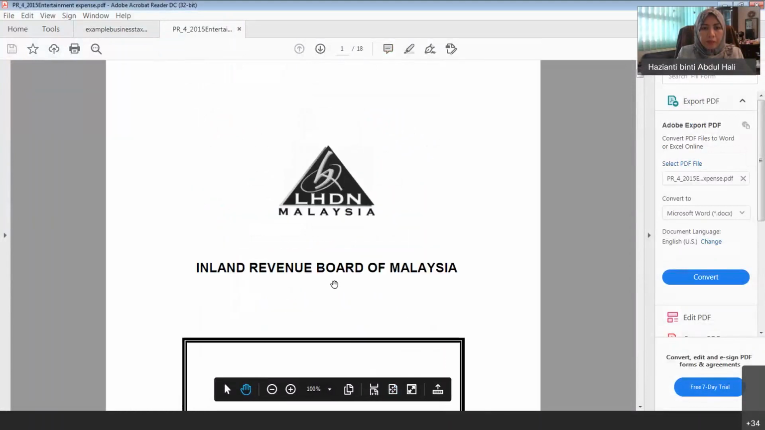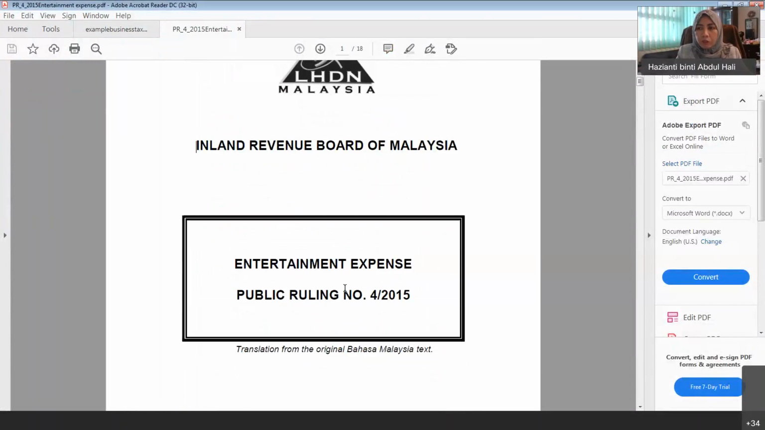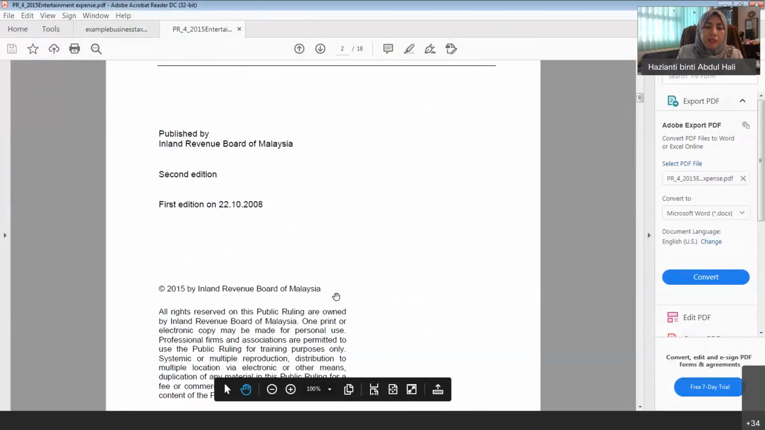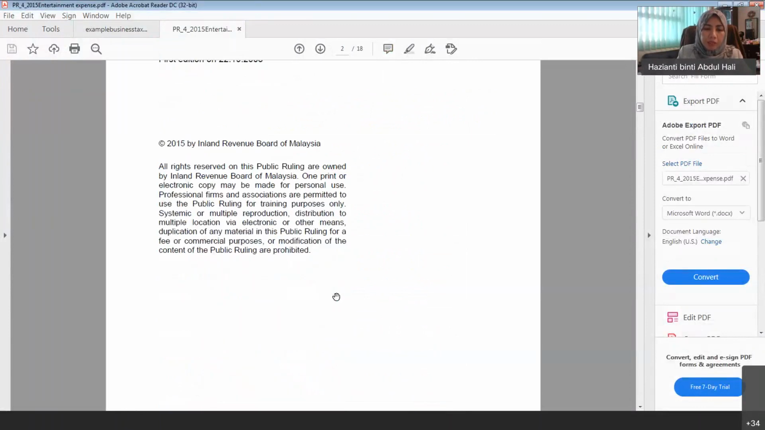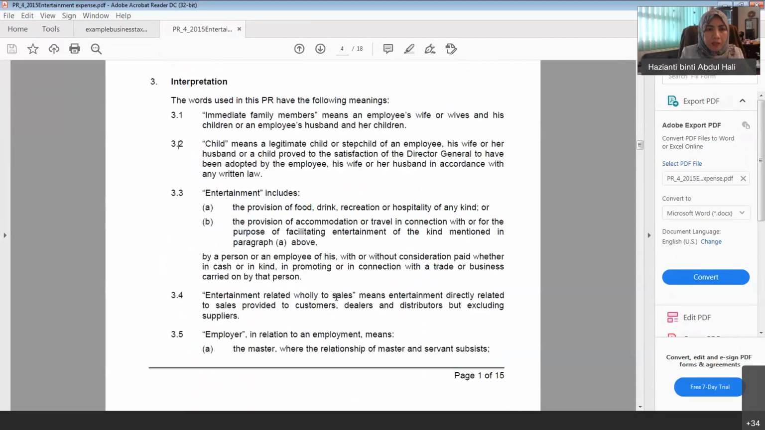Alright, so these are the example of entertainment expense. So this is public ruling. So this also will help you. Like I told you before, if you do not have the textbook, you go to Lembaga Hasil website. You browse dekat situ under legislation. So dia ada semua public ruling. Saya tak payah baca semua lah. The one that is related to our course je. Boleh baca. Okay, so for instance here we have, ni semua saya skip dulu.